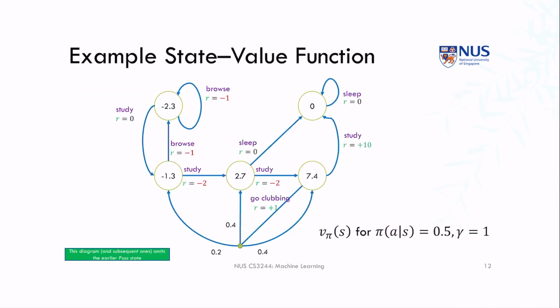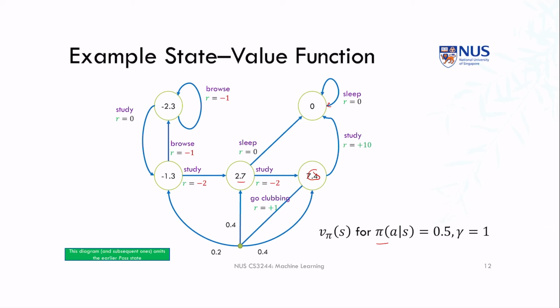And here's an example of a state value function for our MDP. You can see in the nodes themselves, we have encoded some numbers that tell you the value of being in a particular state. And this is for the case where we have a policy that just decides to do any of the two actions that are apparent, except in the case of sleep, where there's only one particular way we can go, we can only sleep.